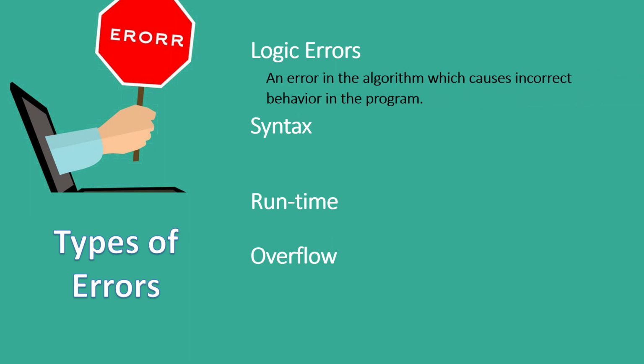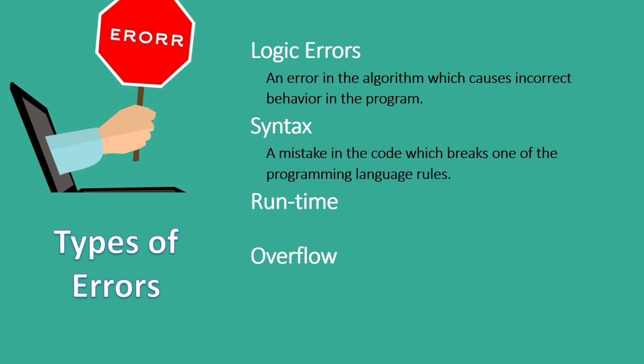But logic errors are when our algorithm has an error which causes the wrong output to get displayed. Or some behavior works not like you expected. So let's say you try to do something, you expect it should do this, and it does that. A syntax error is a mistake in the code which breaks one of the programming rules, so the language rules. We'll show you an example soon.